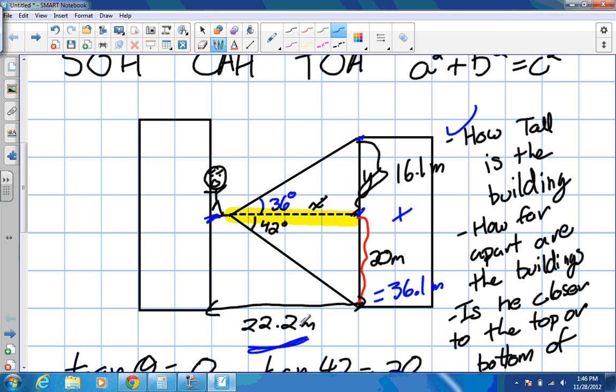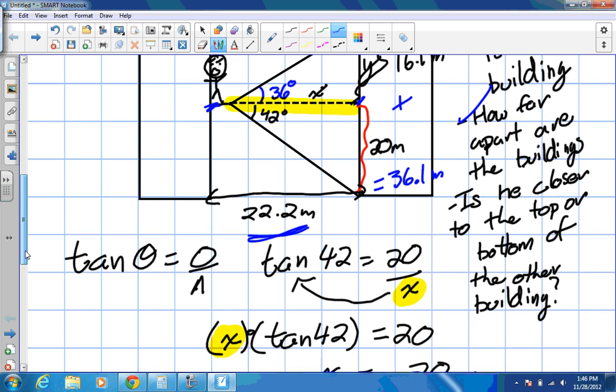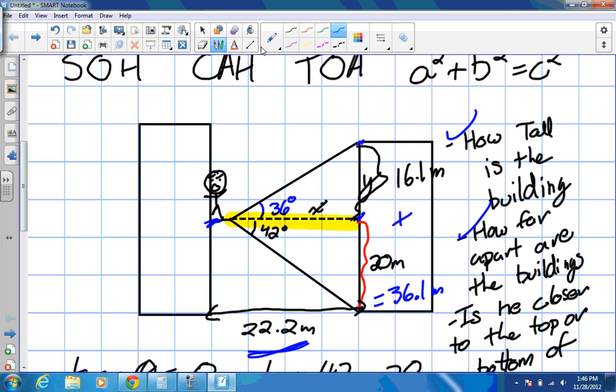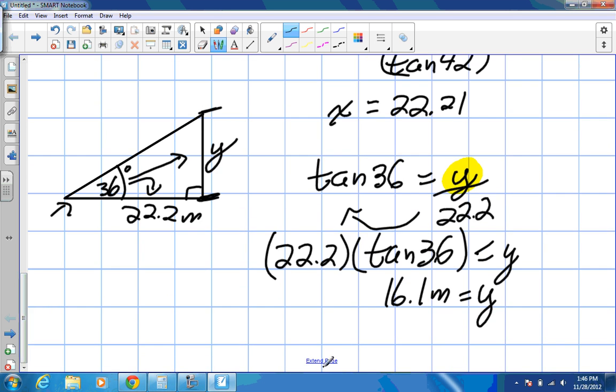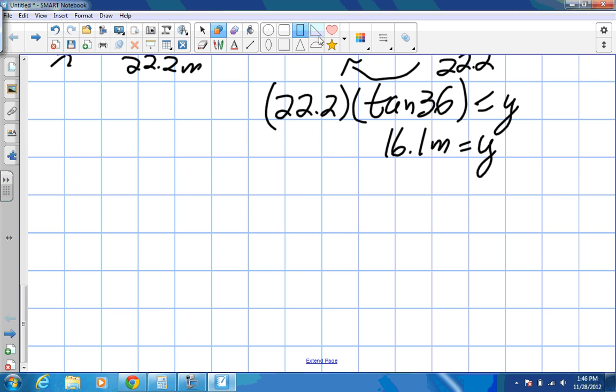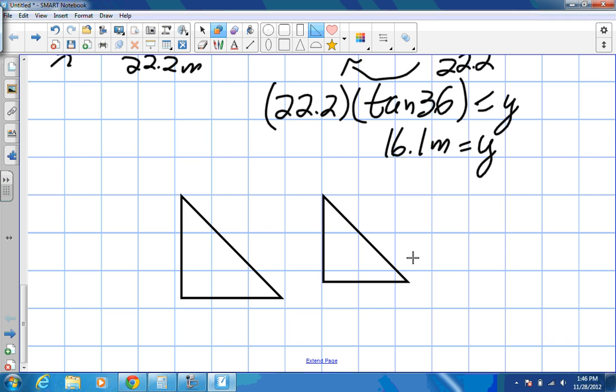And finally, is he closer to the top or the bottom of the other building? So in other words, we're going to be measuring the distance from where he is to the top and the distance to the bottom. What sides of the triangles are we going to be looking for then? Hypotenuse, good. So we have to solve for the hypotenuse of each of the other triangles. So we're going to recreate both of them down here at the bottom. Flip these around. We'll pause this.